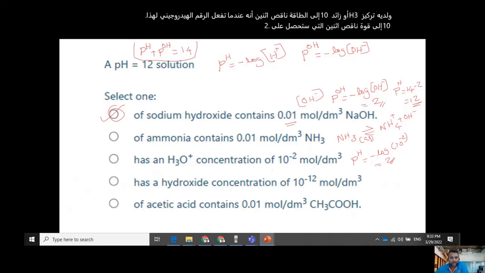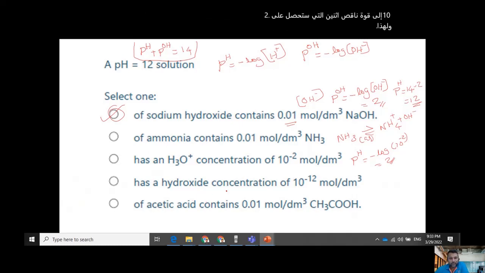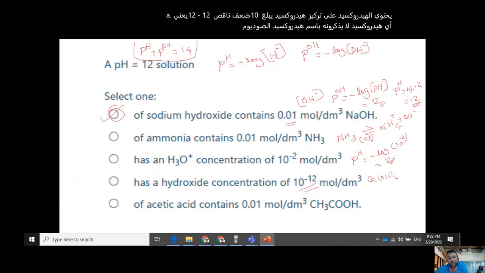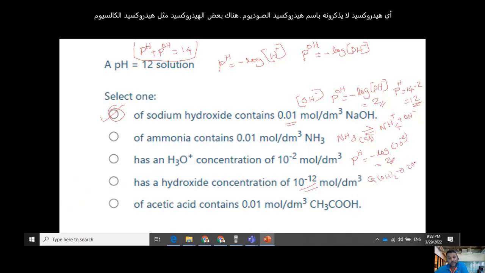And for this one, a hydroxide has a hydroxide concentration of 10 to the power minus 12. Minus 12 means, it's any hydroxide. They are not mentioning it as sodium hydroxide. There are some hydroxides like calcium hydroxide. These hydroxides will produce 2 OH minus ions. Okay, so in those cases it will become doubled. So it's not the answer.